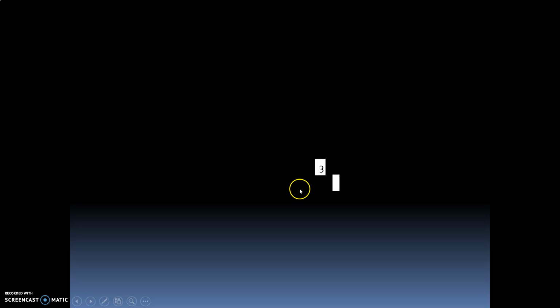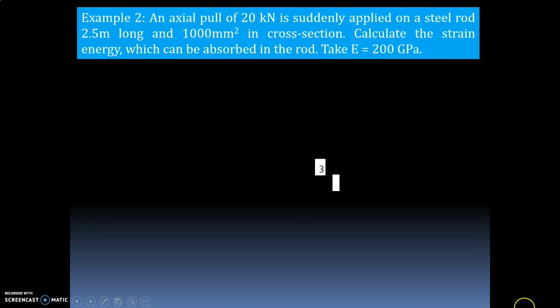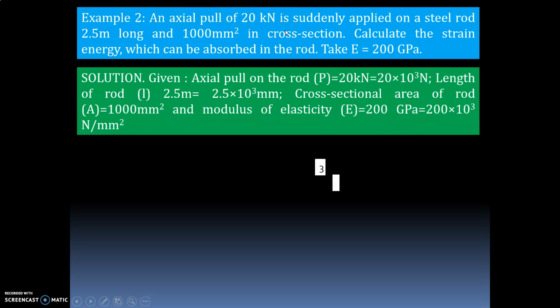So let us see some examples of how to calculate the strain energy when the load is applied suddenly. Let us take this example. An axial pull of 20 kilonewton is suddenly applied on a steel rod 2.5 meter long and 1000 mm square in cross section. Calculate the strain energy which can be absorbed in the rod. Take E is equal to 200 GPa. Here it is mentioned suddenly applied, so you have to use that formula.